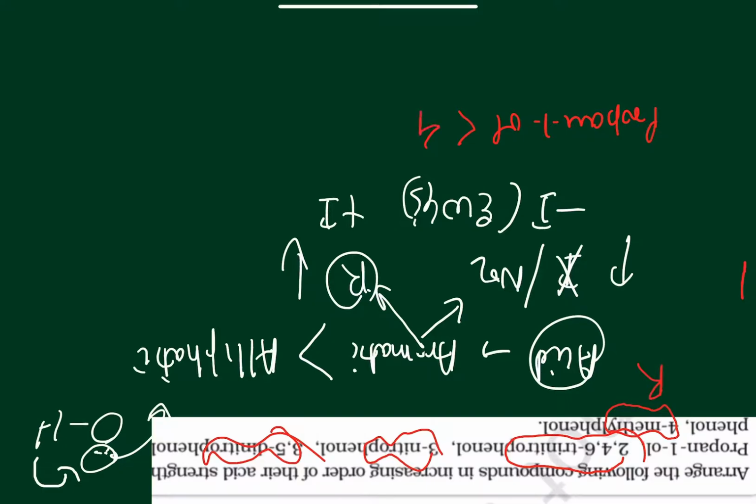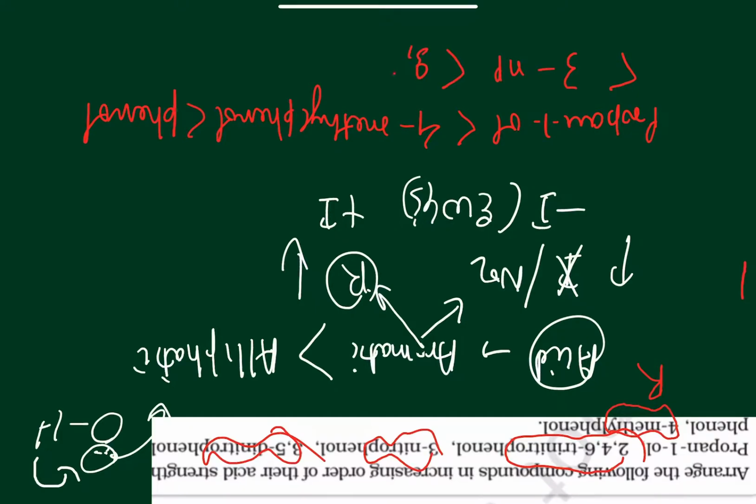So your next will be 4-methylphenol. Simple phenol, it has no group. And then you have your electron withdrawing groups, the nitro group. These are all very acidic, but more the number of nitro groups, obviously more will be the acidity, because more will be their effect. So then comes your single nitro, 3-nitrophenol, then your 3,5-DNP, dinitrophenol, and then your 2,4,6 trinitrophenol, most acidic.